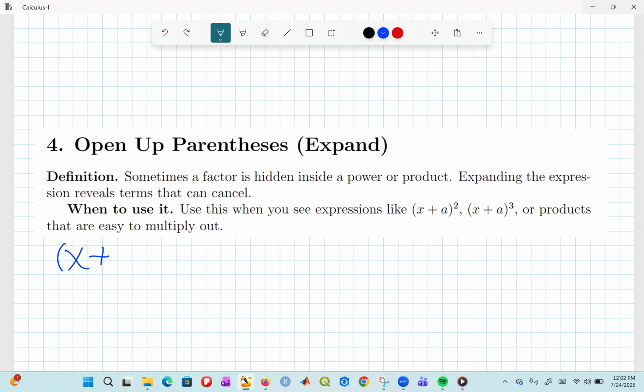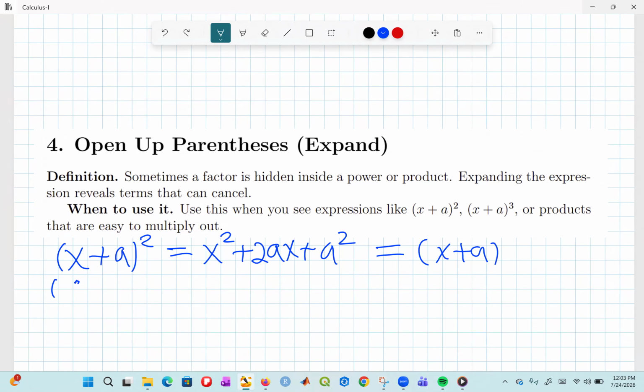There's x plus a squared, or we can write this one as well, x squared plus 2ax plus a squared. By the way, this is the same as x plus a times x plus a. Okay, they are the same.